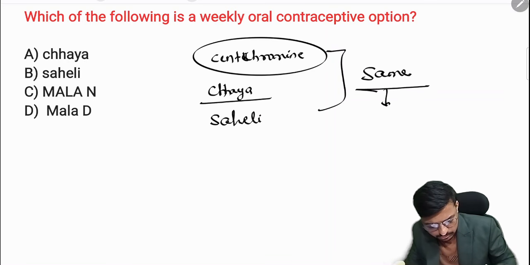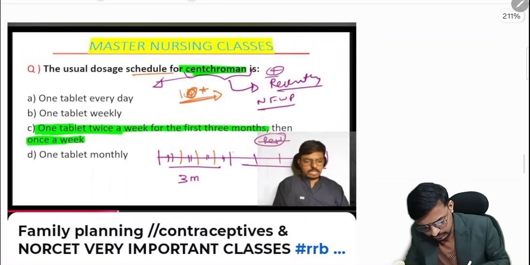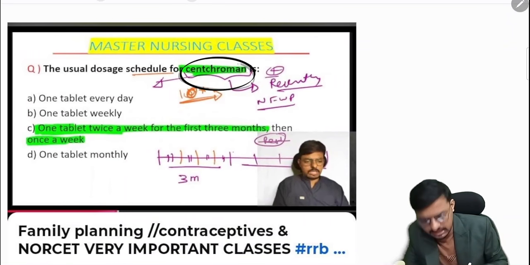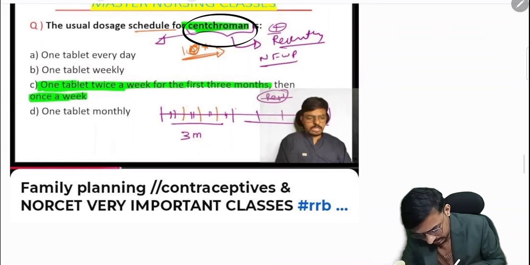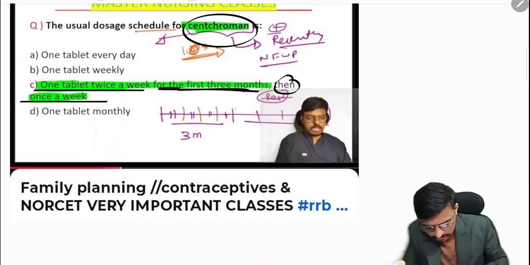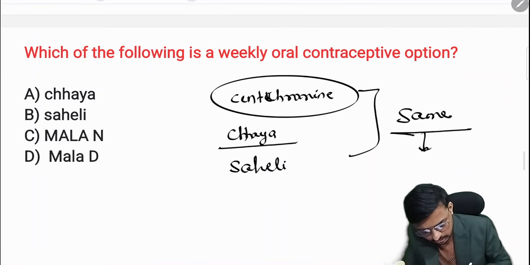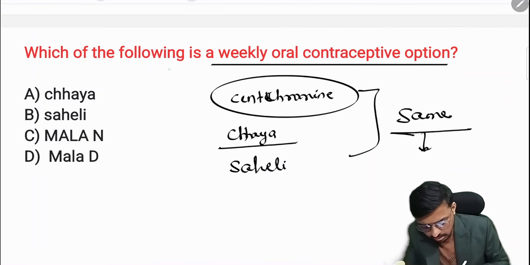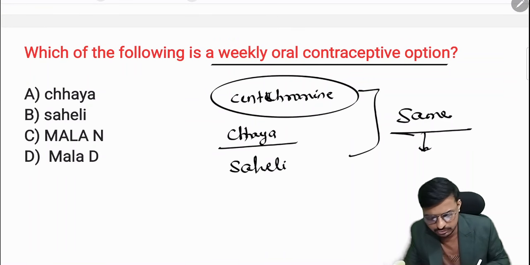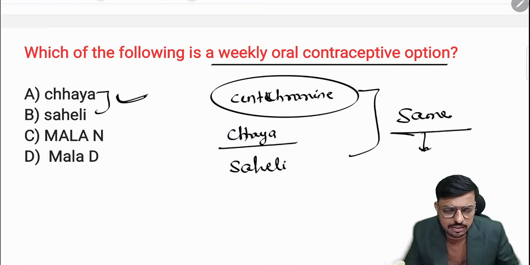Okay, we will give this dosing like this. I have told in the previous sessions the usual dosing schedule of centchroman, or Chaya, or Saheli: 1 tablet twice a week for the first 3 months, then once a week. So in the question, the contraceptive given weekly as an oral contraceptive, both are the correct answer, and you have to report this in the query sessions in your portal.